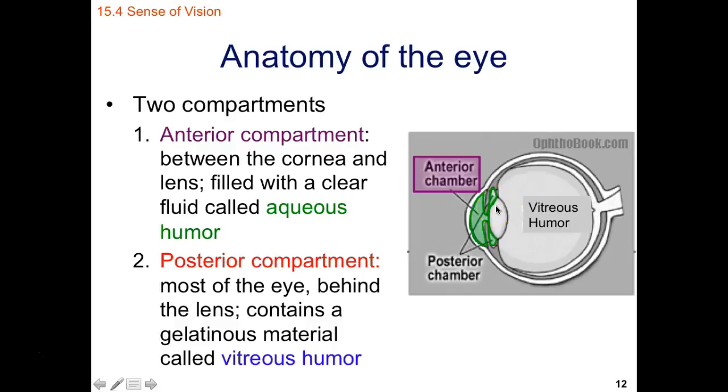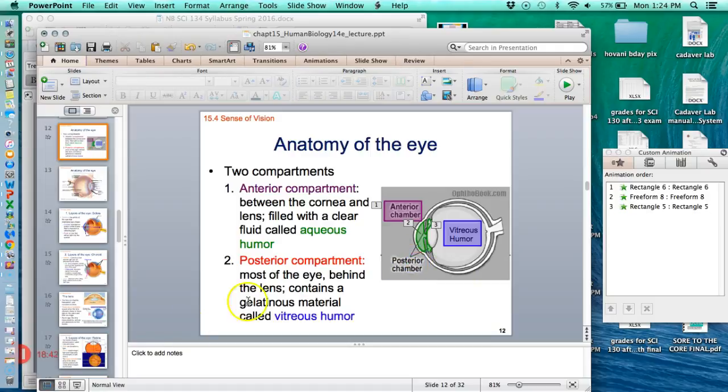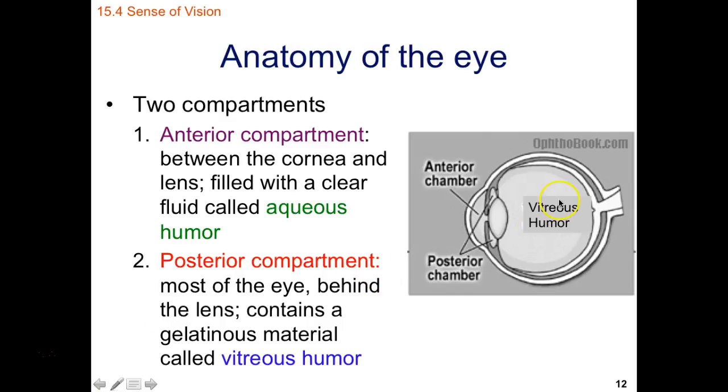Our posterior compartment is filled with a gelatinous type of material, and that is called our vitreous humor, okay? Oh, I just realized that your posterior compartment is not your posterior chamber, so let me just delete this for you. Let's go back. Okay, so our vitreous humor is basically what our posterior compartment is. It's everything behind this lens. And like I said, it's a gel-like material in here.